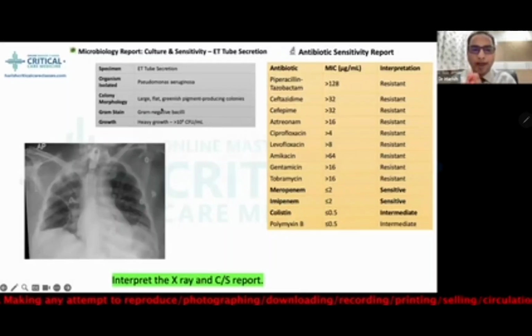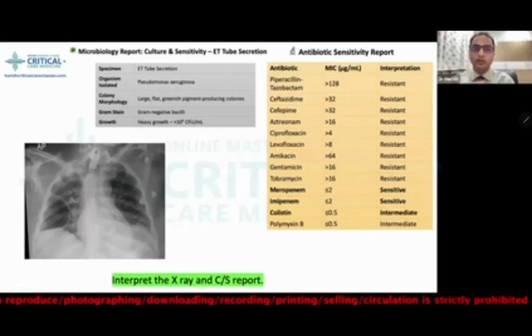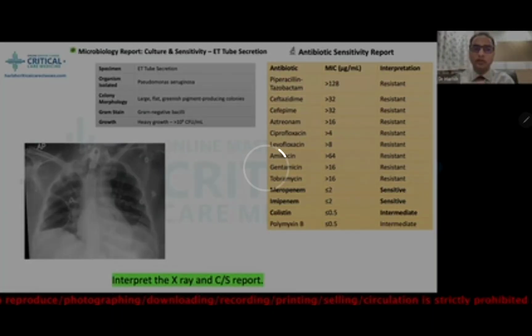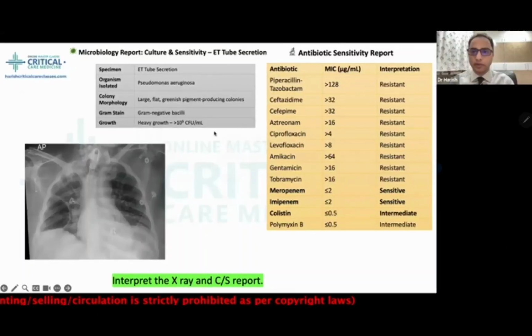So large, flat, greenish pigment producing colonies, Pseudomonas, which is a GNB. Heavy growth, more than 10 to the power of 5 colony forming units per ml. If you see, this is the sensitivity report. It is resistant to many antibiotics, sensitive to carbapenems and intermediate to colistin.